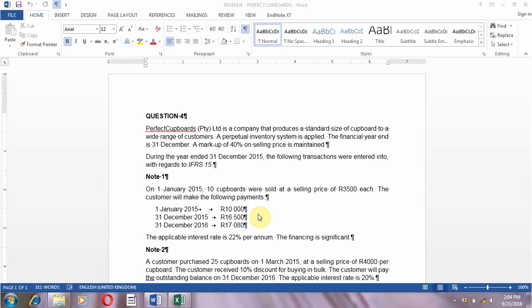This is a question called Perfect Cupboards that I have made available to you. You can go and retrieve it, and I think it's a very good example of a revenue question that has a few tricky things inside of it that you have to keep in mind. Right, we can read together.